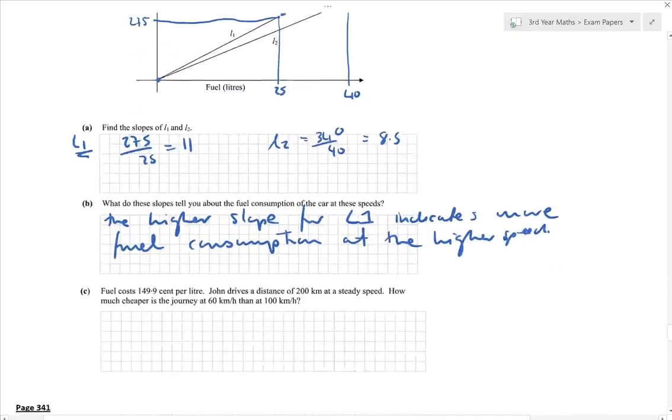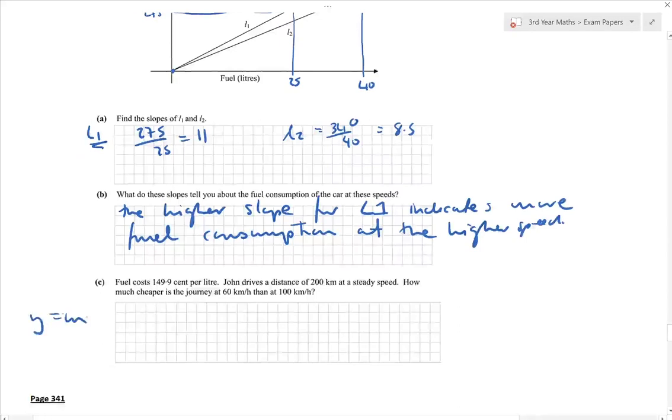Now, the next thing it says, fuel costs 149.9 cents per litre. John drives a distance of 200 kilometers at a steady speed. How much cheaper is the journey at 60 kilometers per hour than at 100 kilometers per hour? Okay, so if we were to write the equations of these lines, we know that we have two formulas. One of the formulas is y equals mx plus c.